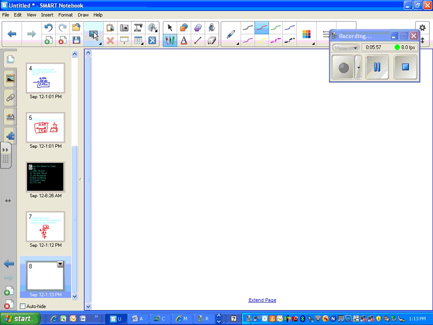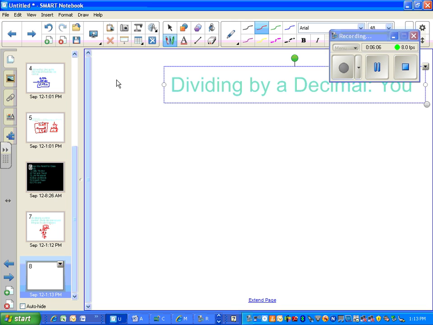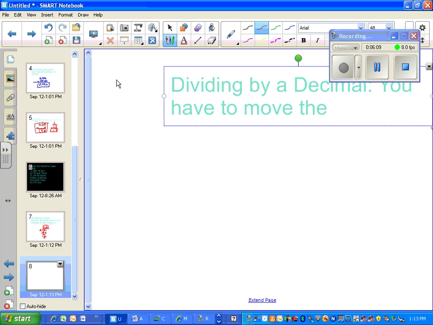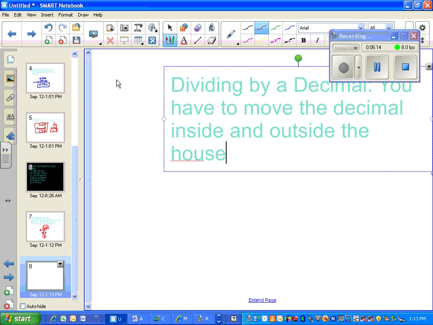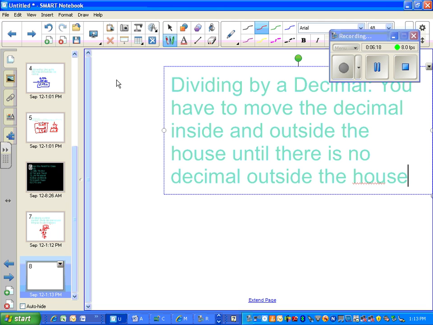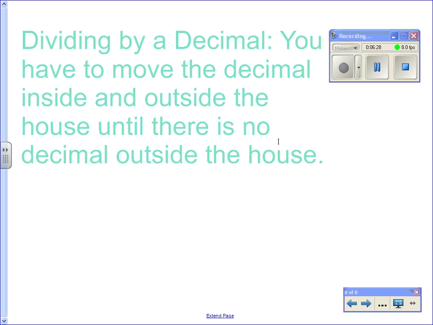The harder part is when you have a decimal divided by a decimal, or anything divided by a decimal. So dividing by a decimal. For that, you have to move the decimal inside and outside the house until there is no decimal outside the house. I always say decimals live indoors. And so you want to think about that. Decimals live indoors. You cannot have a decimal outside the house.